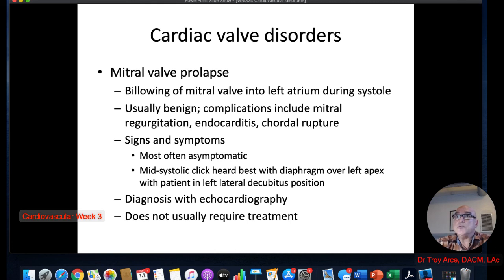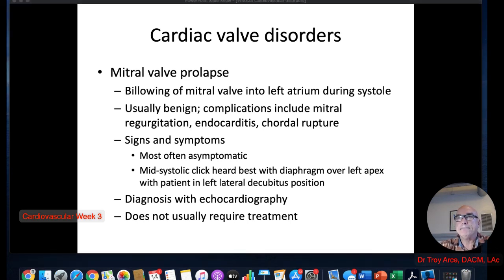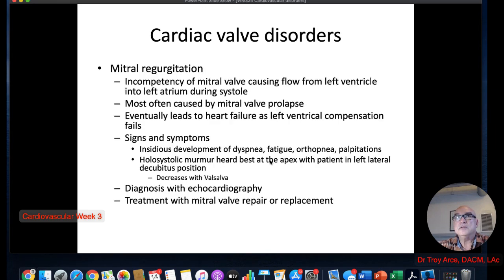Diagnosis, again, is with the echo. And this does not usually require any treatment. However, if it gets pretty bad, it can get bad, right? So always be on the lookout. Our next disorder, a valve disorder, is mitral regurgitation, which is incompetency of mitral valve causing flow from the left ventricle into the left atrium during systole.